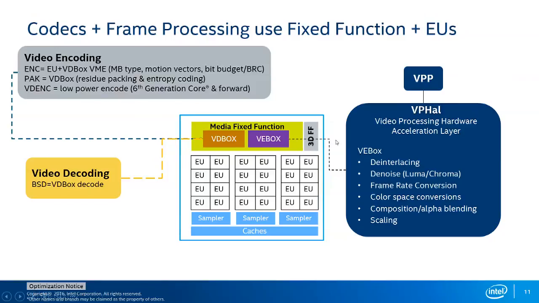And then we also have frame processing in VEBox. It's wrapped by this video processing hardware acceleration layer. So if you look at a pipeline with something like VTune, you'll see VP-HAL instead of the individual VEBox functions. But VEBox can do a lot of nice things like deinterlacing or color space conversion, and so the hardware acceleration for those parts of the pipeline can be very important too.